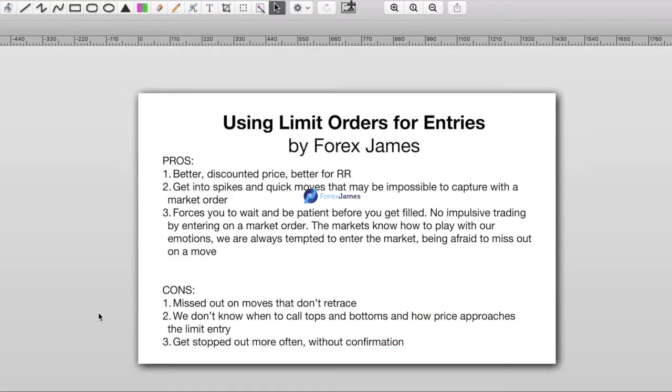Okay, so I've covered the pros and cons of using limit orders. I hope you find this video useful and you can apply them to your own trading. Let me know if you have a preference for the type of entry to get into the market.